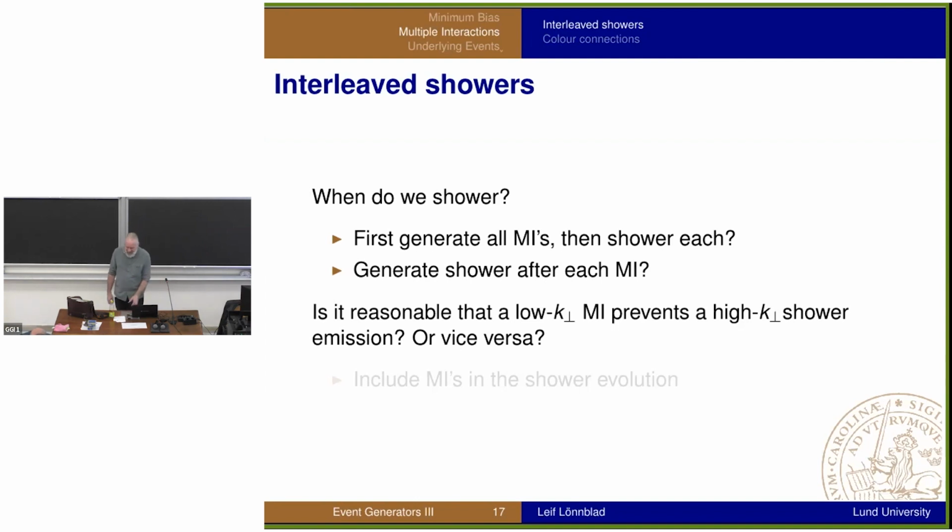And we must ask ourselves, is it reasonable that low PT multiple scattering takes out so much momentum of the proton that there is a high PT shower emission in the initial state that cannot be done? So we need to order this, and the way it's done in Pythia is actually to include these multiple scatterings in the shower procedure.